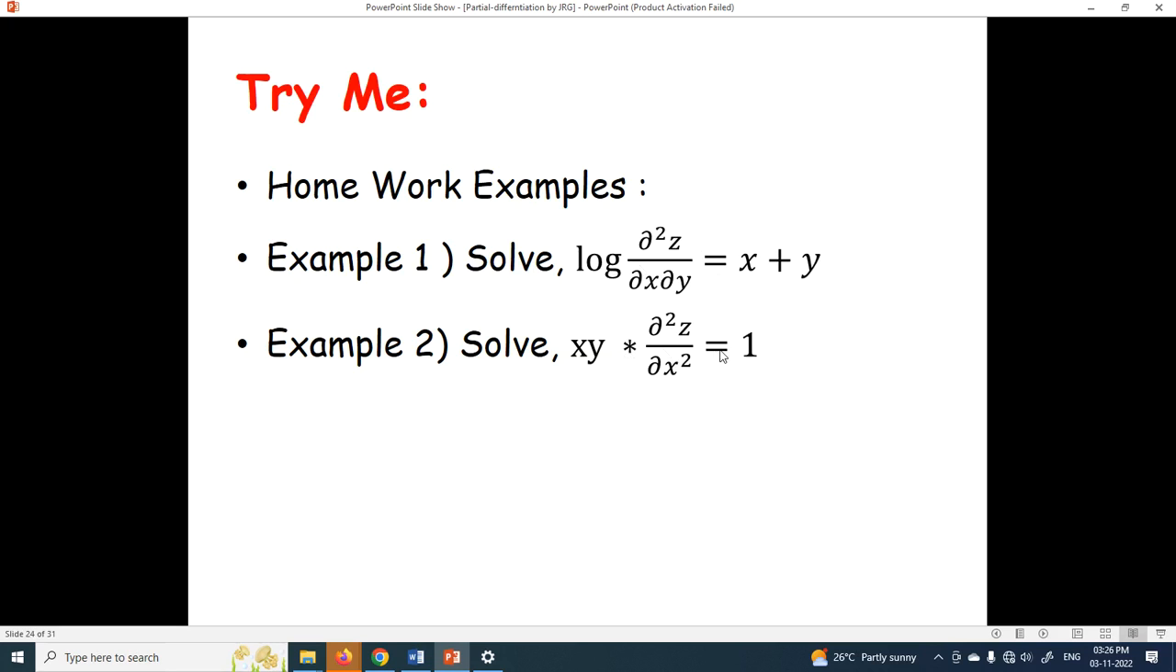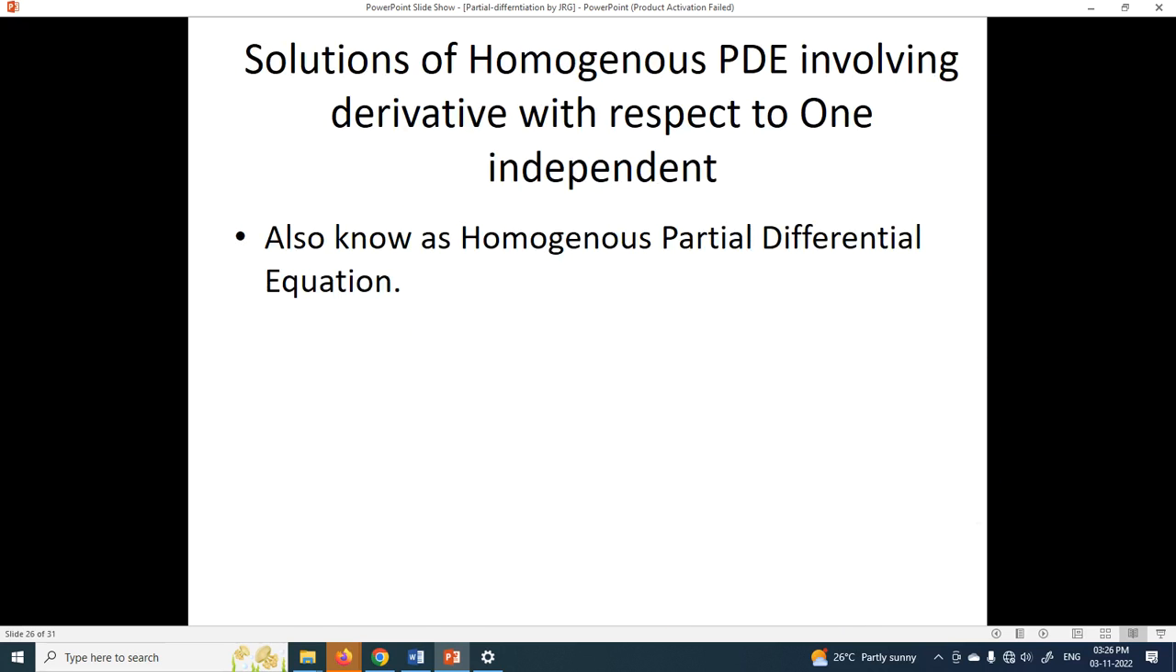Then I have given two more examples. Please try these examples yourself, students. If you don't get them, please come to me and I will solve them separately. So this is a quick introduction and revision of the class we have done.